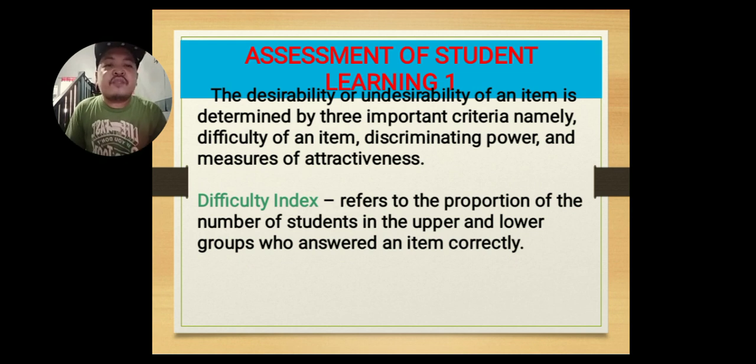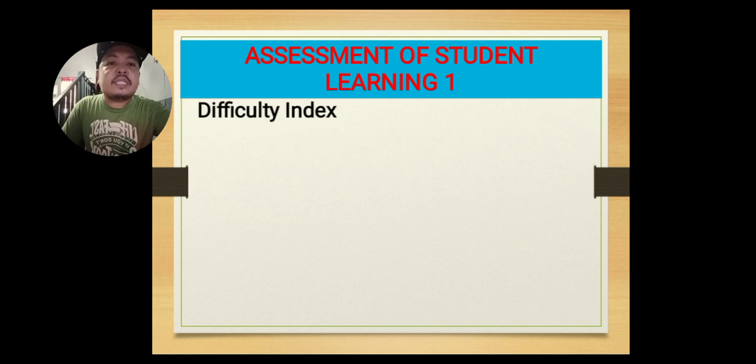When we say difficulty index, it refers to the proportion of the number of students in the upper and lower group who answered an item correctly. Do you remember in your elementary days na pinatataas ng teacher, sino ang tama sa number 1? Sino ang tama sa number 2? That is one way of finding the proportion of students who answered an item correctly. So again, ito yung formula.